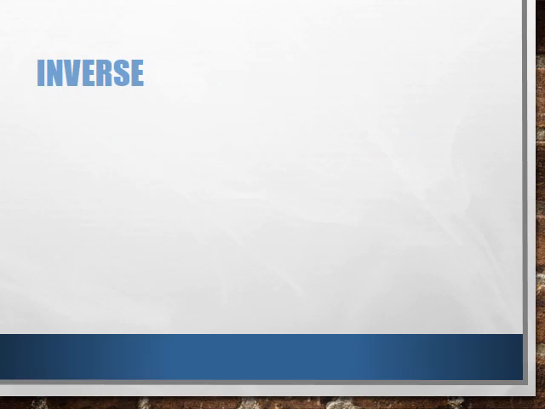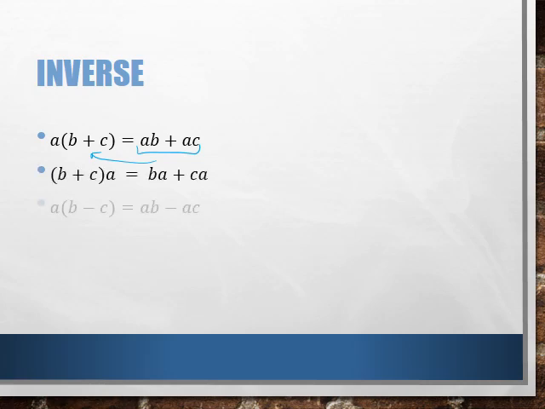Now, here's the thing. If we can multiply out, we can also go backwards. So I could actually start with this and go to this over here. Same is true with all of these problems. You can actually go backwards. Start with this and move to this. So let's see how that would look.